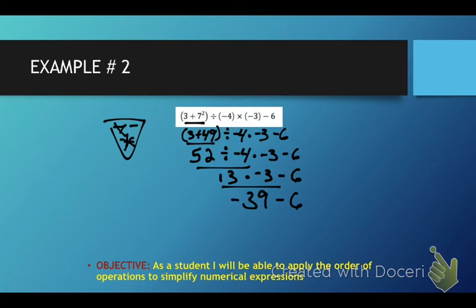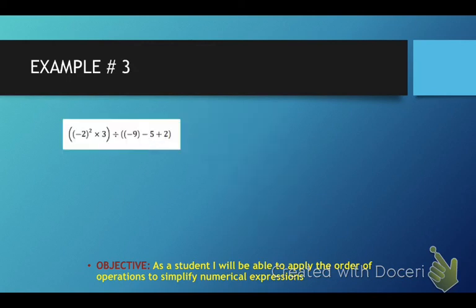Okay, so we owe 39 and we owe 6. That means we owe $45, and those are using all of your skills. So the answer to this one is negative 45. All right, let's use a little bit harder one.